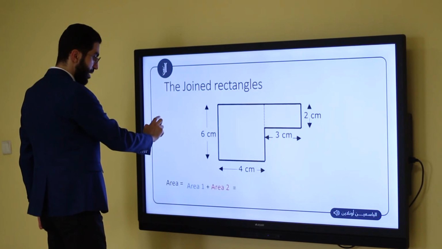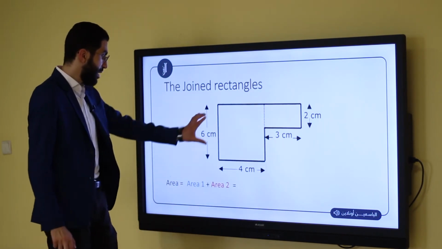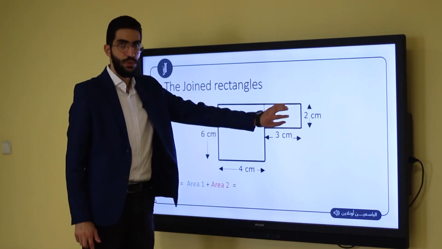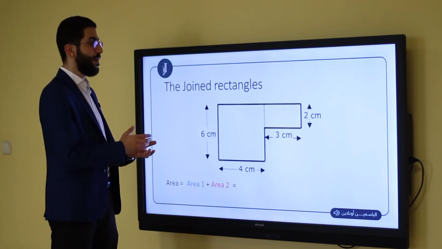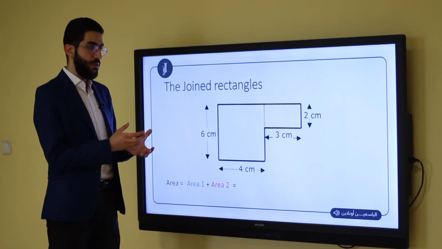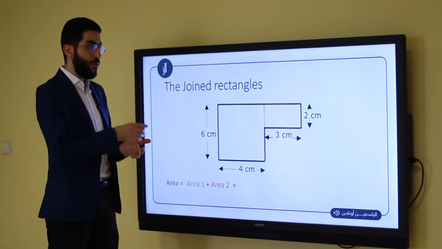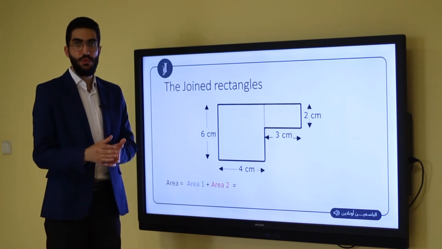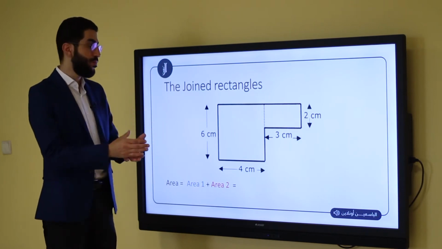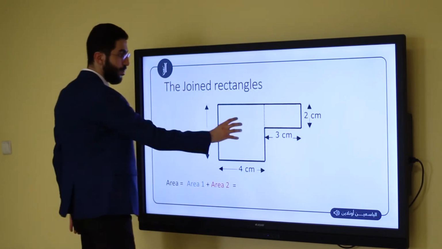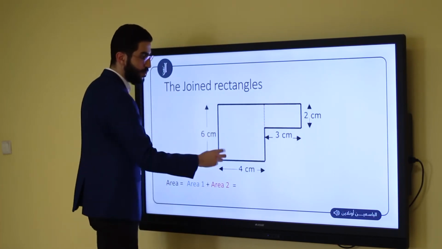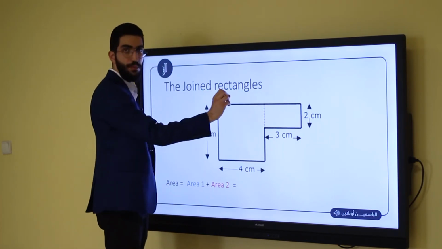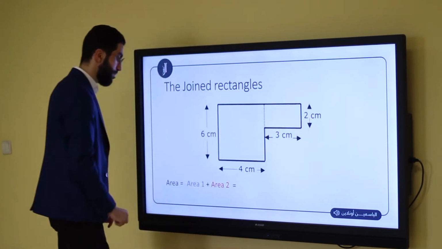So what should be the area? Area should be area 1 plus area 2. Just like imagine if we are finding the area of a house, let's say. If we need to find the area of the house, we add the area of each room. So for example, the kitchen, the living room, the bedroom. So imagine these are 2 different rooms. To find the area of this house, we add the area of this room plus the area of this room.